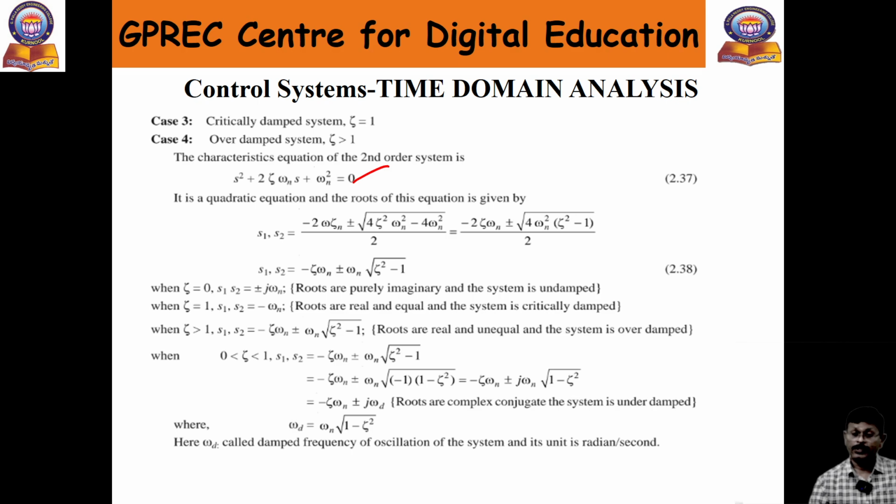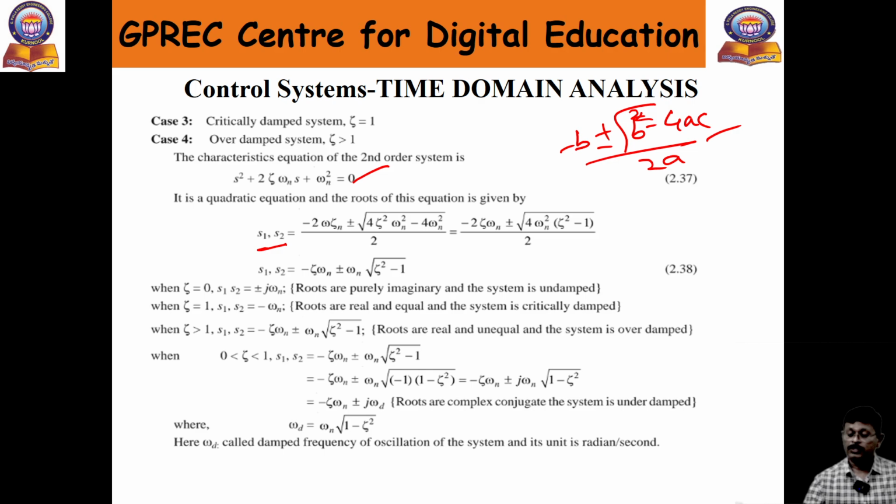Already I told how to find the roots of any second order system by using the mathematical equation: minus b plus or minus root of b square minus 4ac, divided by 2a. By using the same method, you find the roots of the classic equation, s1 and s2. This is the standard equation to find the roots of any second order equation. So by using the same equation, now minus zeta omega n.